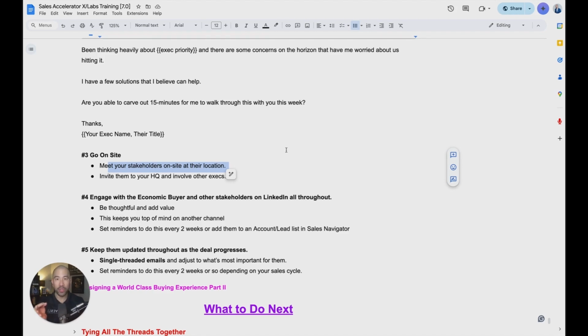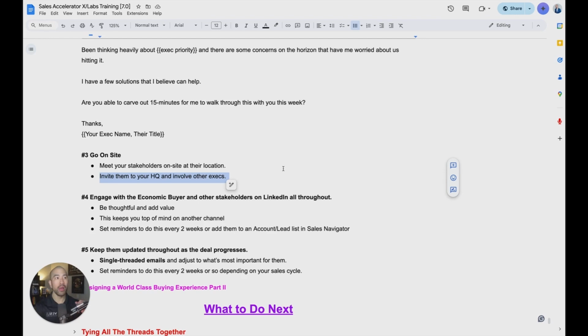And remember, this is what consultants do, actually. Consultants go on site and they do a full deep dive and provide the audit findings, right? This is a variation of the same thing, but it builds a lot of trust because you're able to look them in the eye and have conversations, building trust and credibility the entire time to engage other people as well. Okay. On top of that, invite them to your headquarters, involve other execs.